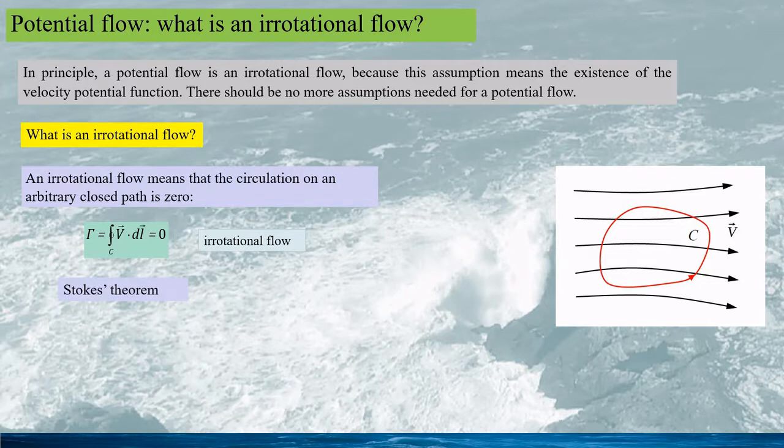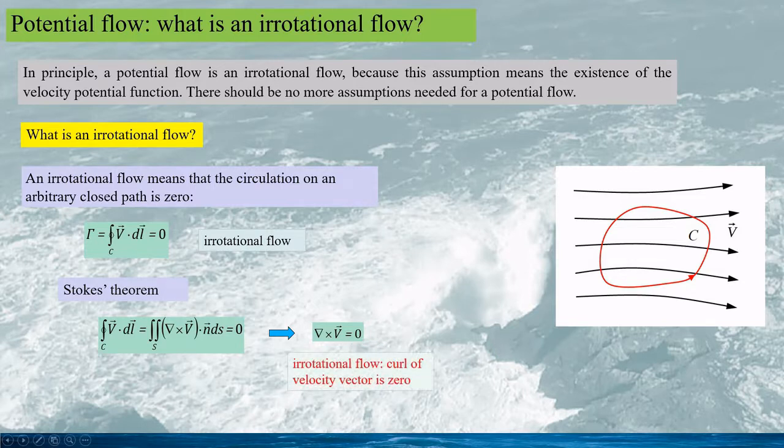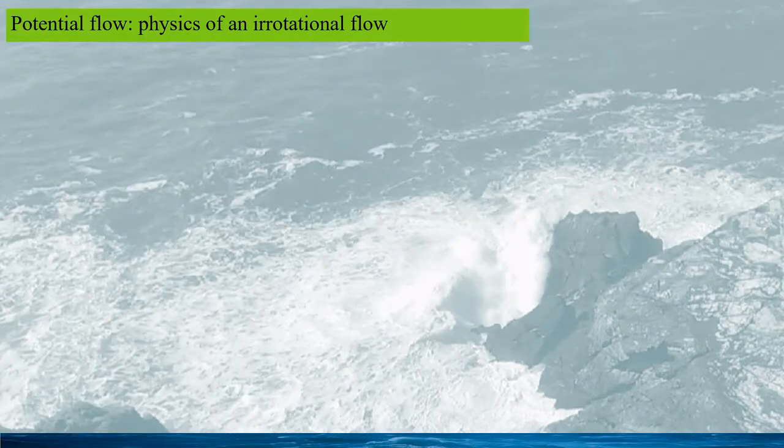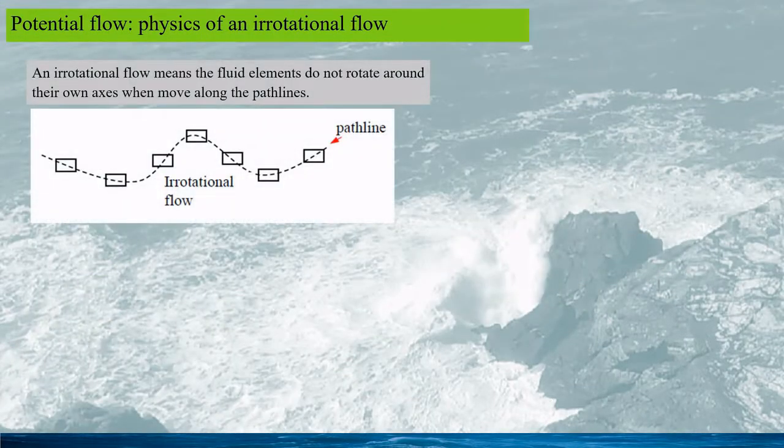Based on Stokes' theorem, we can convert the integral on a closed curve to an integral on the surface enclosed by the curve, and from the 0 circulation, we can obtain another definition of an irrotational flow as this: the curl of the velocity vector is 0. The physical definition of an irrotational flow is that the fluid elements do not rotate around their own axis while moving around the path lines as this.